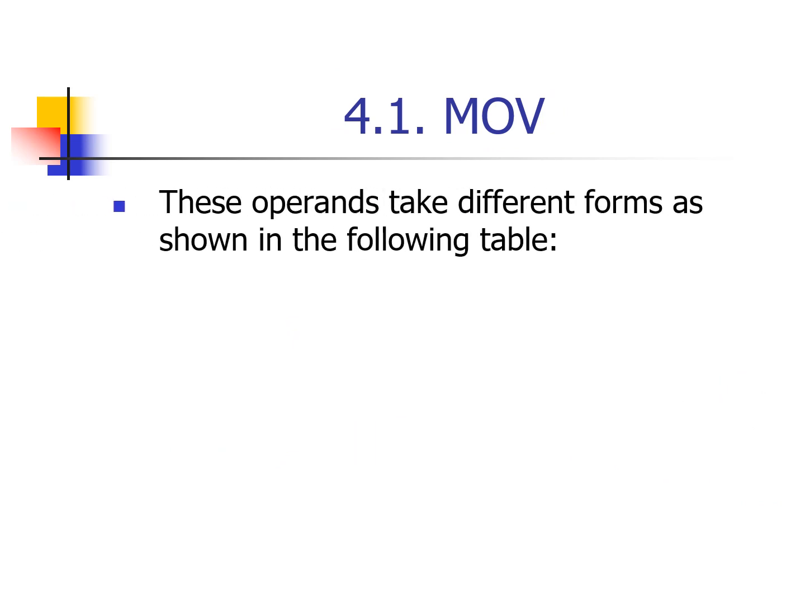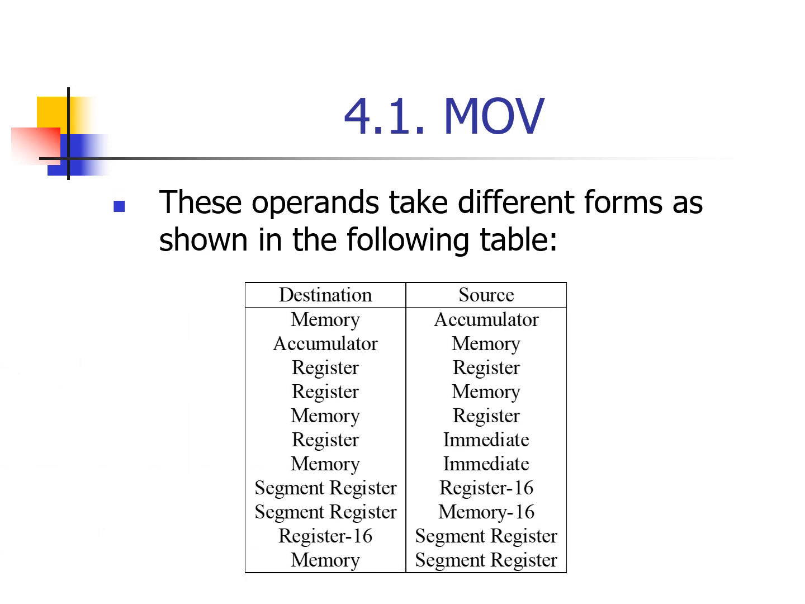These operands take different forms. With the move, you could move data from an accumulator to memory, memory to accumulator, register to register, and so on. So these are the operands used for the source, and these are the operands used for the destination. Okay.